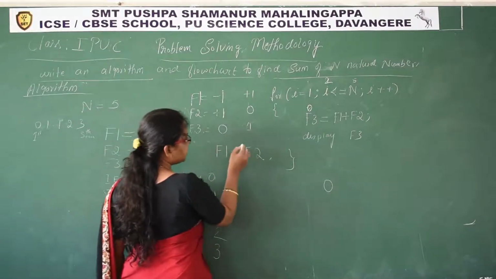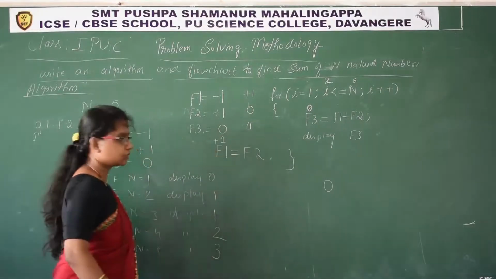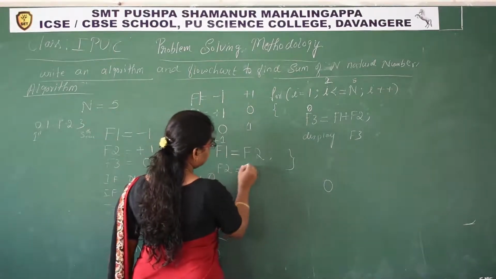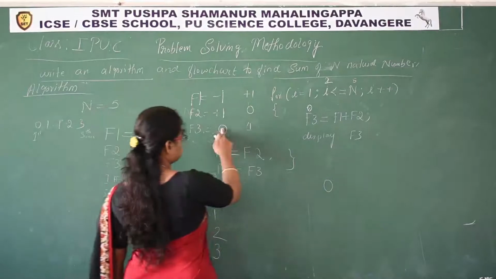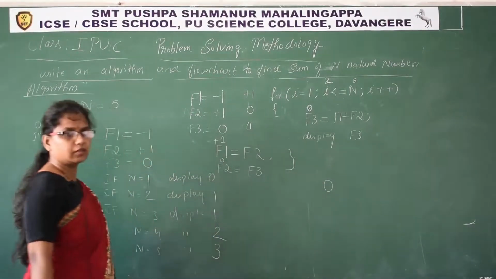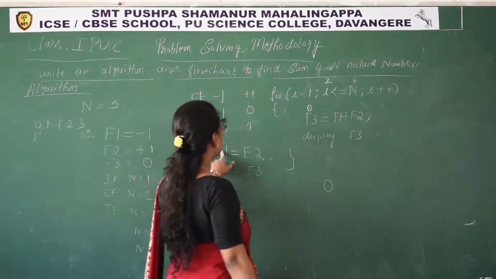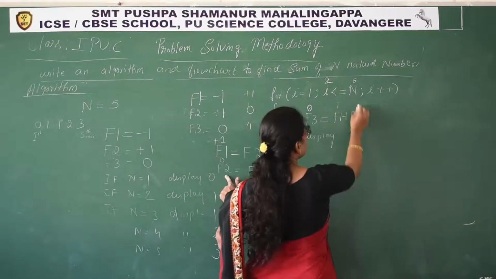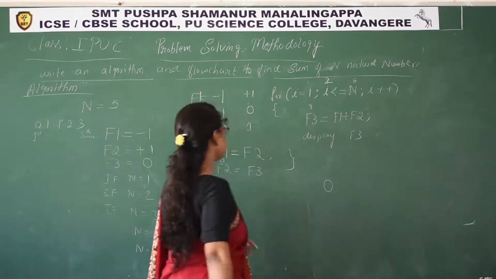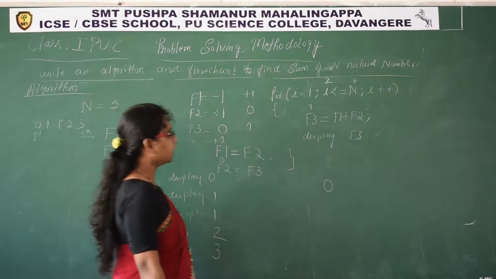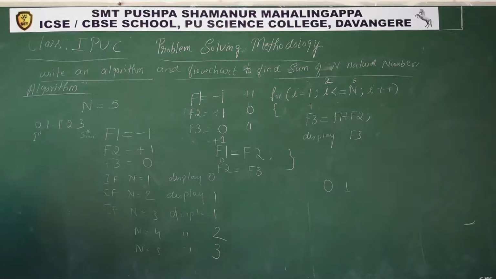Now, what is the value of F2 till now? +1. Now F1 becomes +1. Next, F2 is equal to F3. What is the value of F3? 0. Now F2 is 0. In the next iteration, F3 is equal to F1 plus F2. What is there in F1? 1. F2 is 0. 1 plus 0 is 1. Now F3 becomes 1. That will be displayed.